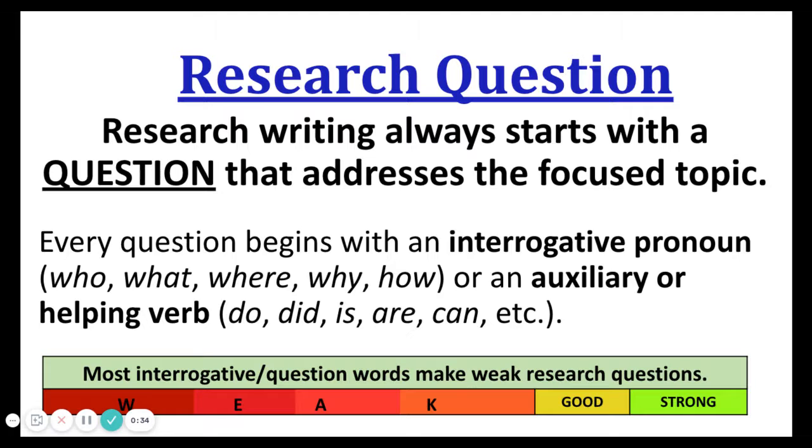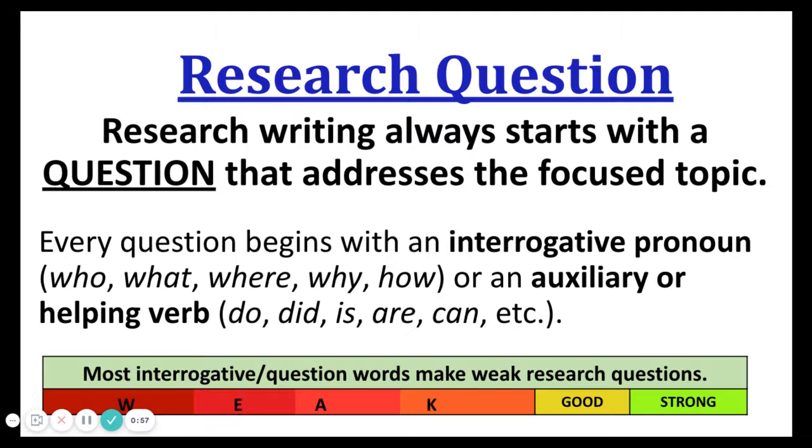Every question begins with an interrogative pronoun: who, what, where, why, or how, or an auxiliary or helping verb: do, did, is, are, can, could, will, would. All of those are possible auxiliary or helping verbs.